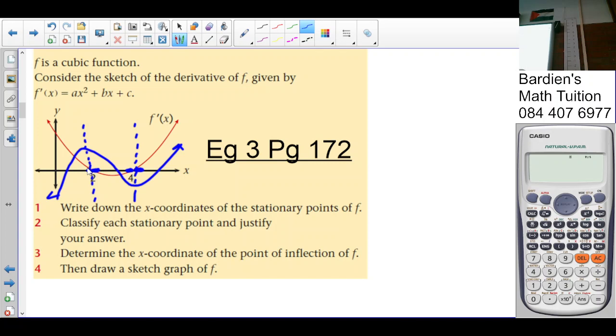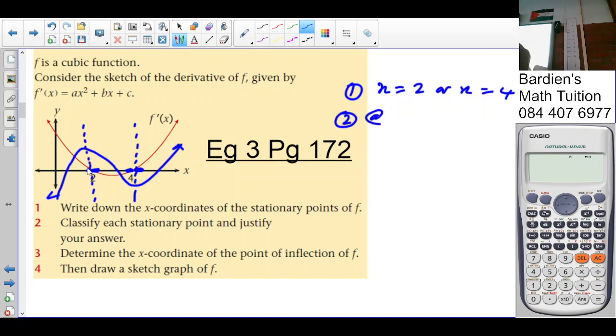It says write down the x coordinates of the stationary points on f. So what are the x coordinates of the stationary points of f? X is equal to 2, or x is equal to, what are stationary points? Turning points. So where are your turning points occurring at? 2 and 4. Classify each stationary point. Okay?